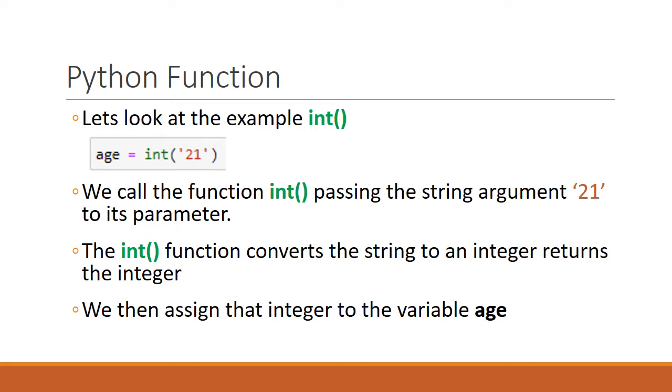Let's look at the example int function. We call the function int, passing the string argument 21 to its parameter. The int function converts the string to an integer and returns the integer value, or 21. We then assign the integer to the variable age.